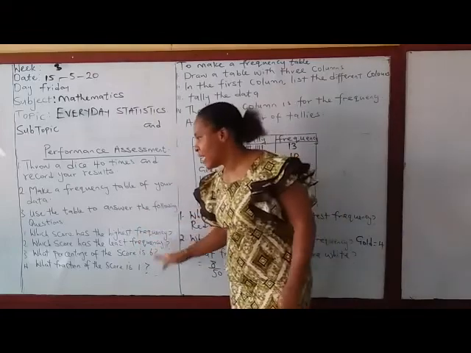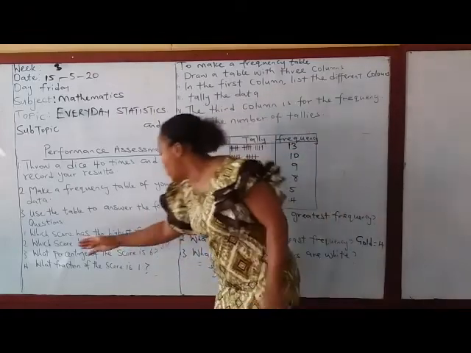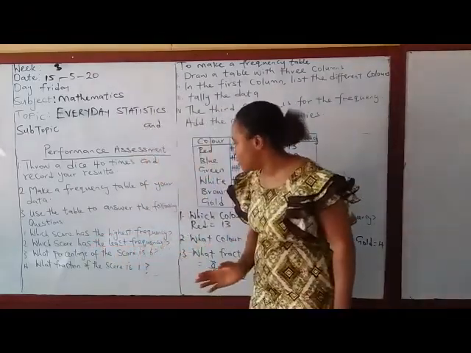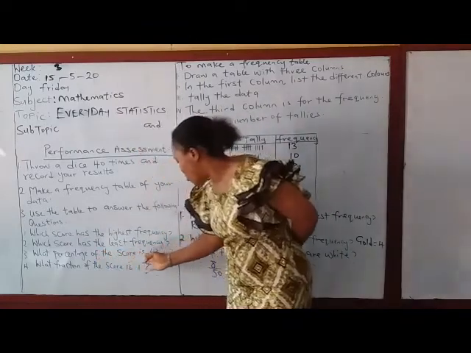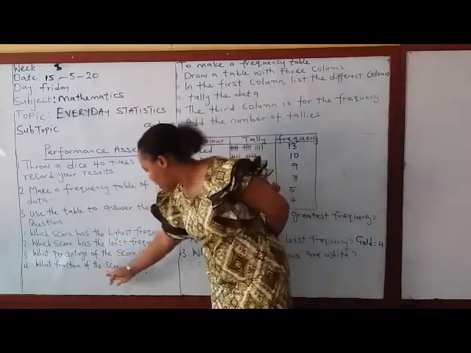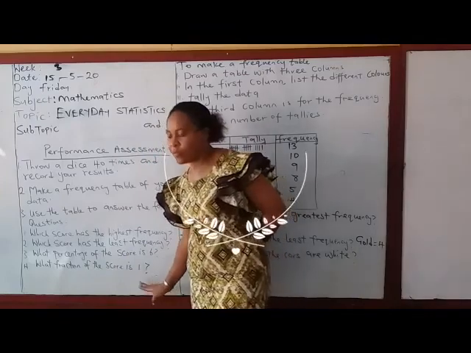Which score has the highest frequency? Which score has the least frequency? What percentage of the score is 6? And what fraction of the score is 1?